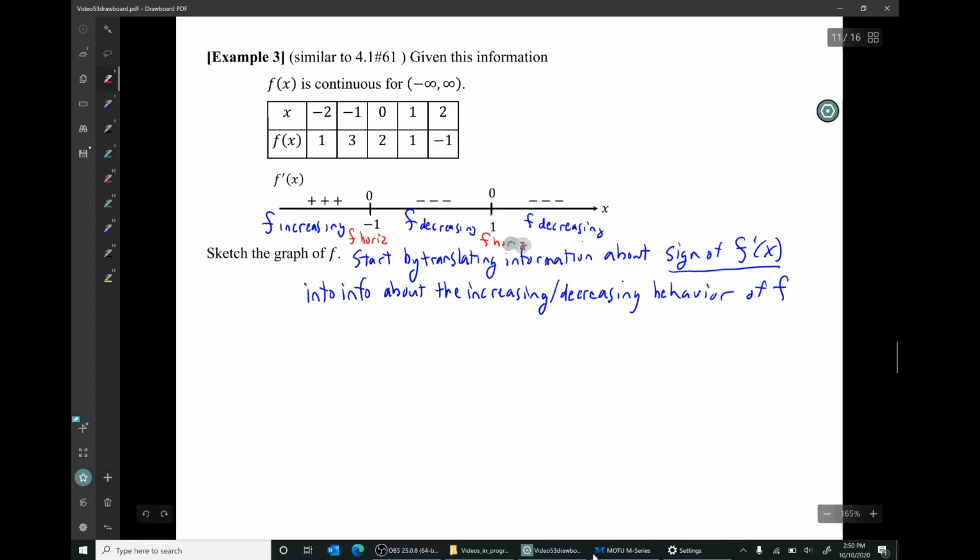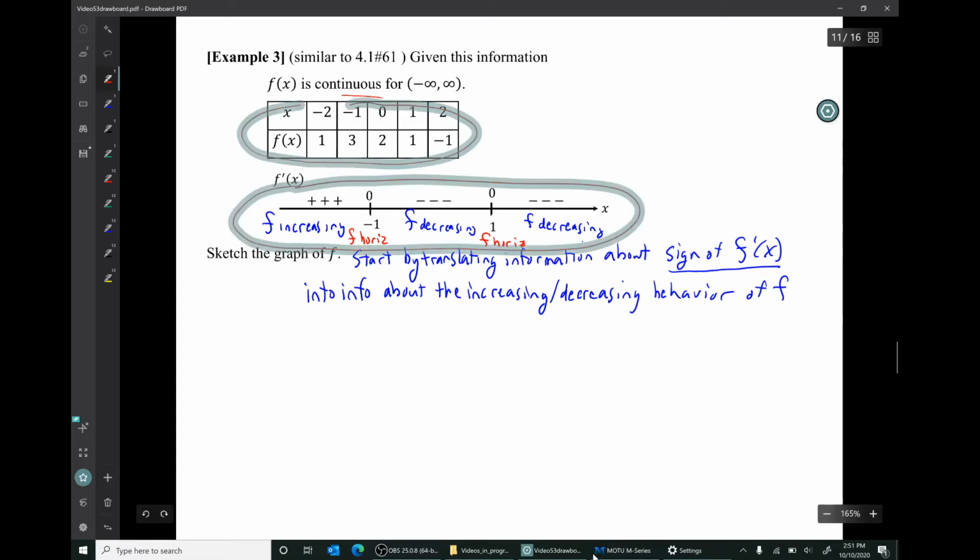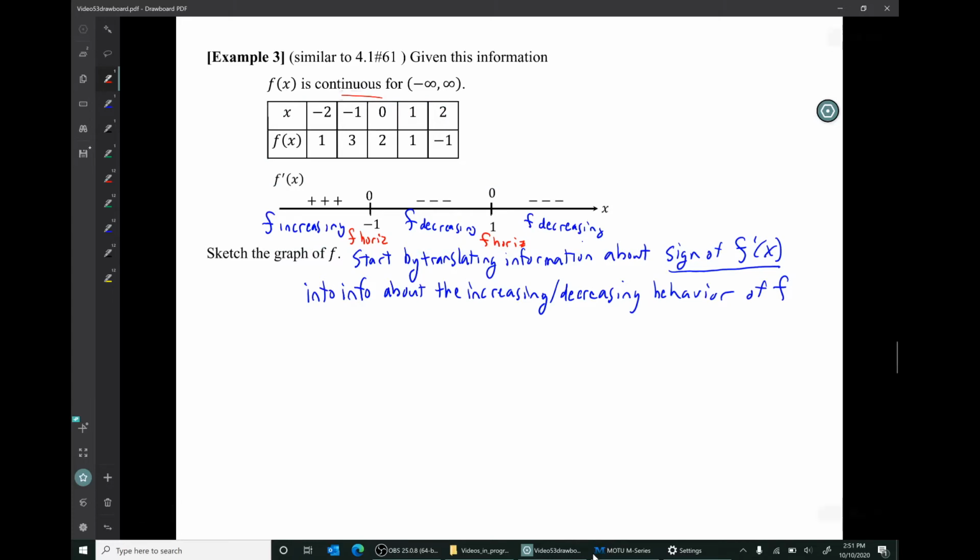So again, f prime has the value 0. What that tells us about f is that it has a horizontal tangent line. So now we have a bunch of information about f. We have these function values, which can be used to give us points on the graph. And then we have this information, which can tell us about the shape of the graph. So let's start by plotting those points.